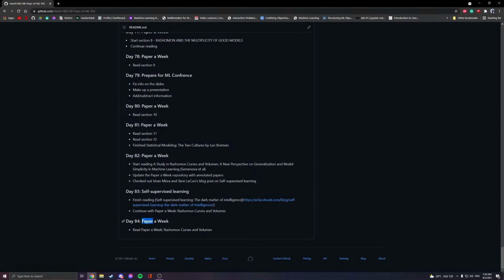It's day 84. Gonna continue with paper a week today, specifically reading Rashomon curves and volumes. I think where I last left off, I just read the introduction and the abstract. So I'm gonna begin with reading the first section of the paper. Let's see. So he has a related work, and he has set definitions and notations. I'll probably get through related work and a little bit of section 3, which is the definitions and notations.